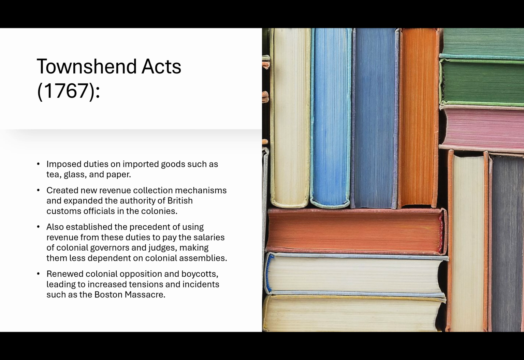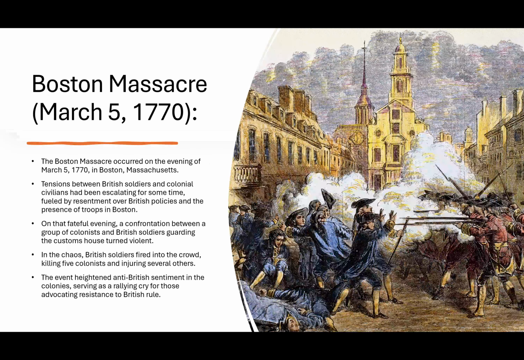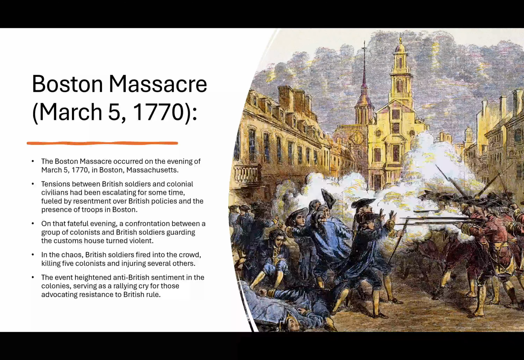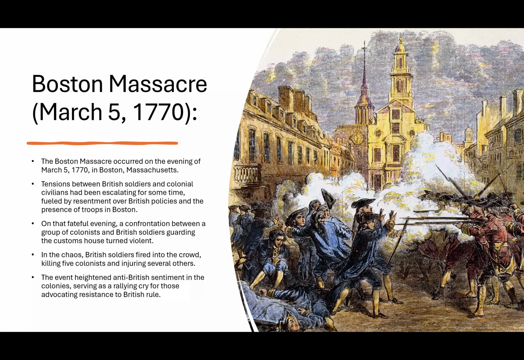And it renewed colonial opposition and boycotts. The general opposition that we saw from the Stamp Act cooled down after the repeal of the Stamp Act, but the Townshend Act actually renewed these issues, leading to increased tensions and incidents such as the Boston Massacre. So the Townshend Act was one of the major proponents for that specifically. And we know that the Boston Massacre occurred on March 5th, 1770, in Boston, Massachusetts.